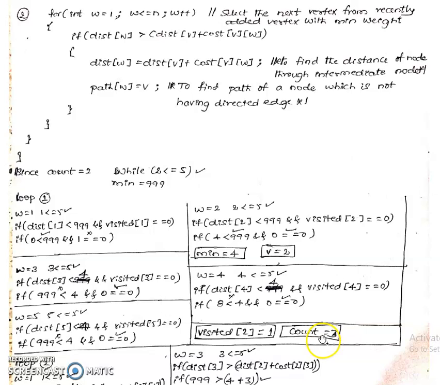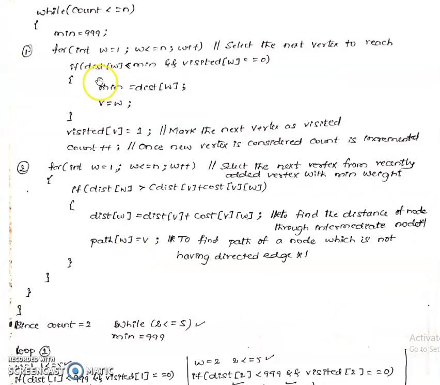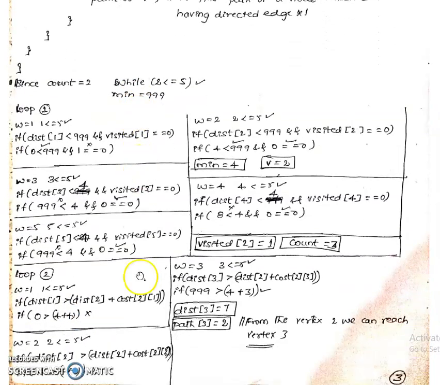Then the value of count is equal to 3, because this is our anchor condition where our algorithm execution is going to stop. Count is less than or equal to n. Okay. So count is equal to 3. It is done. Now I am executing loop number 2, because from vertex 2 I want to find whether I have any other alternate path.